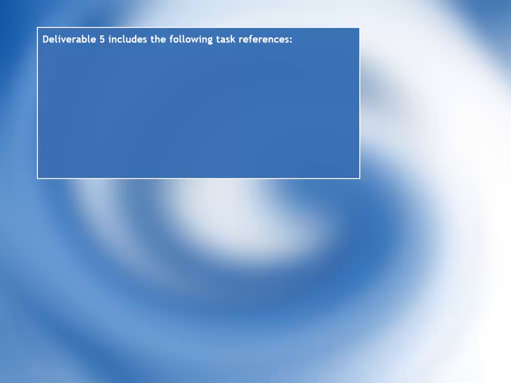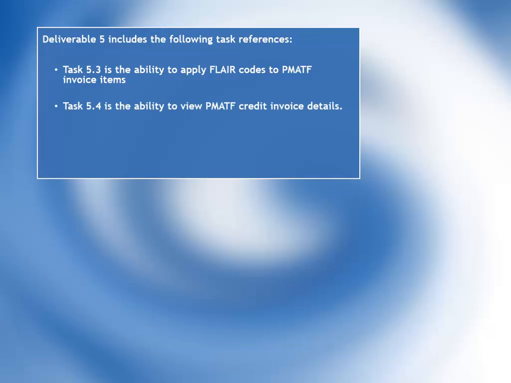In April, we completed 3 additional tasks from Deliverable 5. Task 5.3 is the conversion of a single flare association to support multiple invoice sub-items. Task 5.4 is a new view for the credit invoices that are generated through overpayment or adjustments to existing invoices. Task 5.5 is a new view for credit invoices that are created from true-up adjustments.